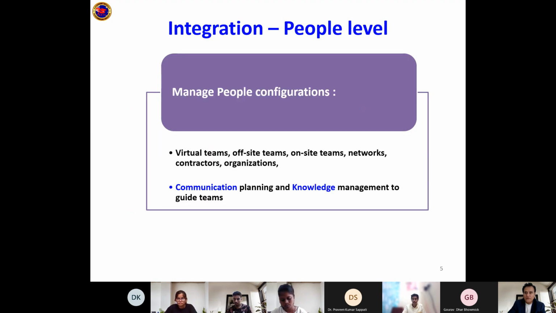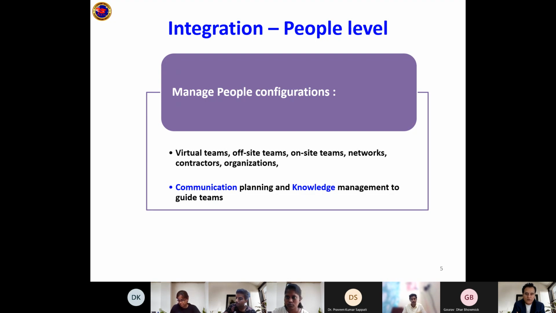Okay. The next one is a people level. Now, what you will be integrating is the people in different configuration. So in a project, you can have people in a virtual team. That means no one is in the work site or in the office. They are all in different location, geographical location, but connected virtually. For example, suppose you work in a global multinational company. Now that multinational company will have a team in Europe, one team in America, one team in India.